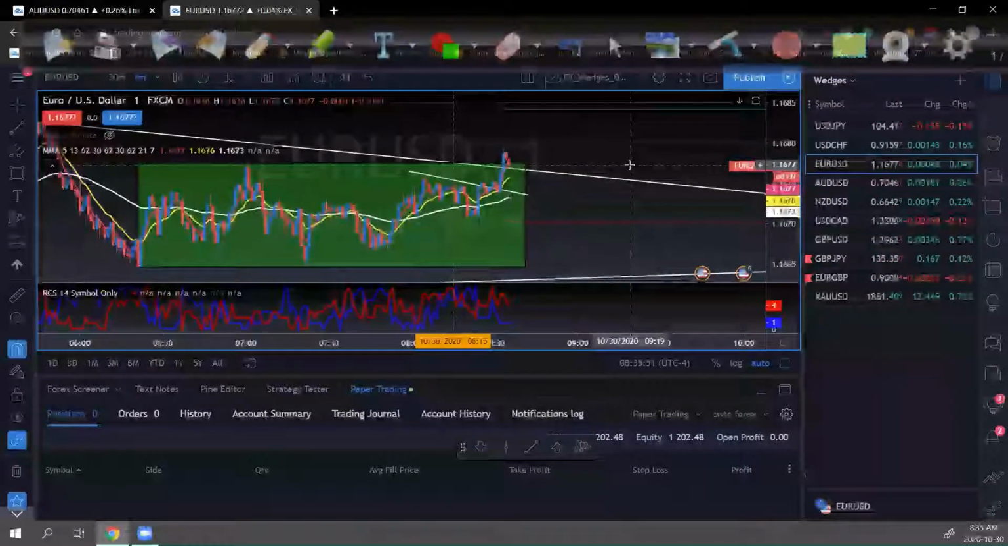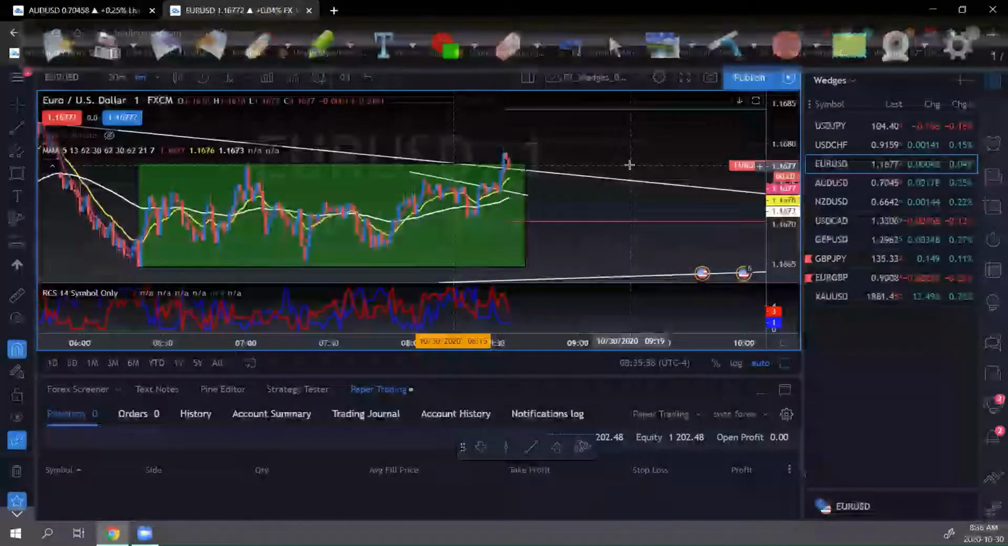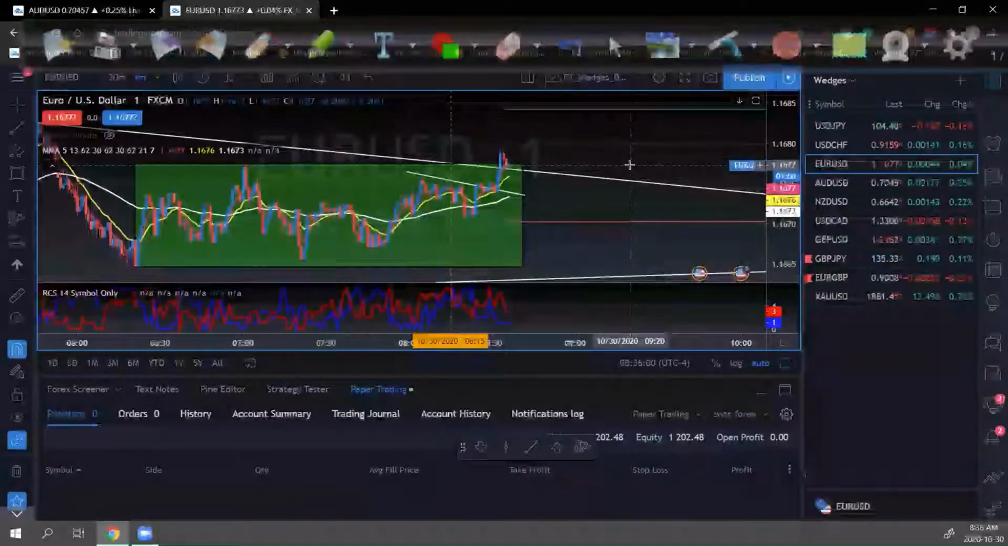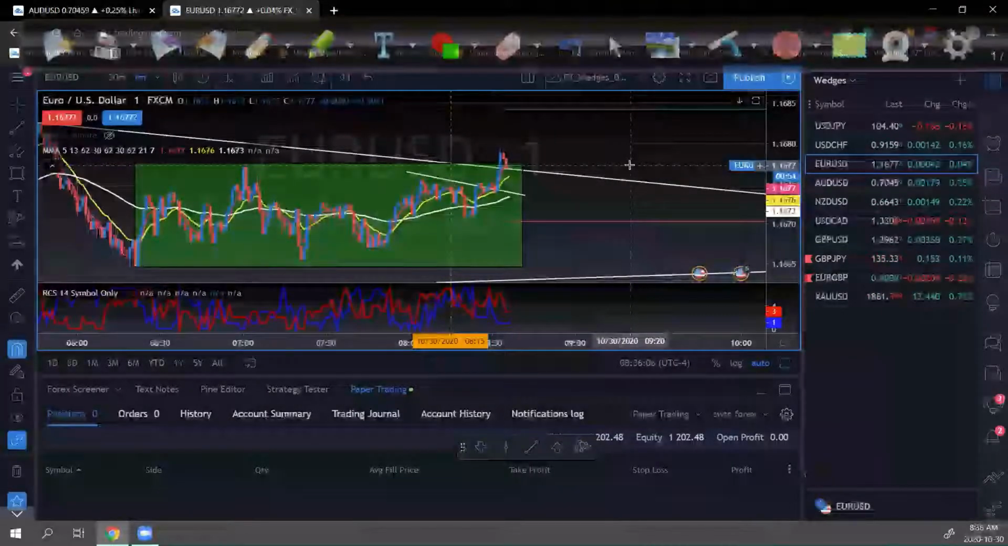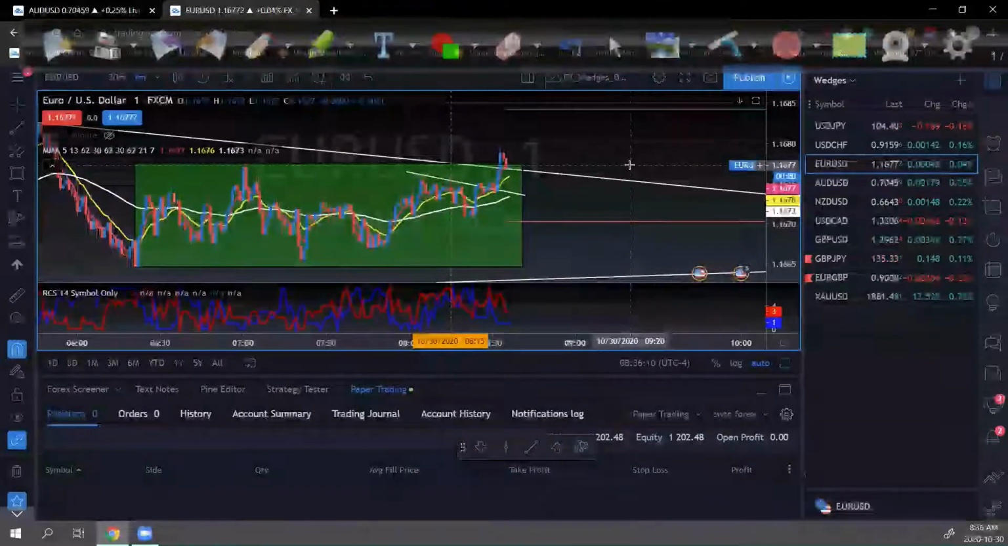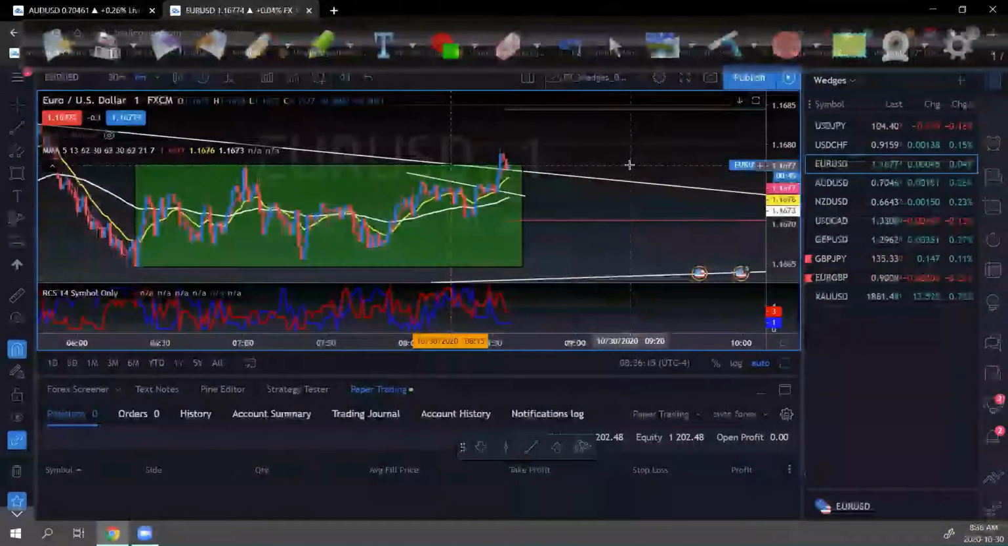Let's see if we get a head fake. It might come back down and challenge that trend line. My stop loss is going to be 1670. I'm just using that bottom line, and I'll be moving it, but I'm not going without a stop loss.